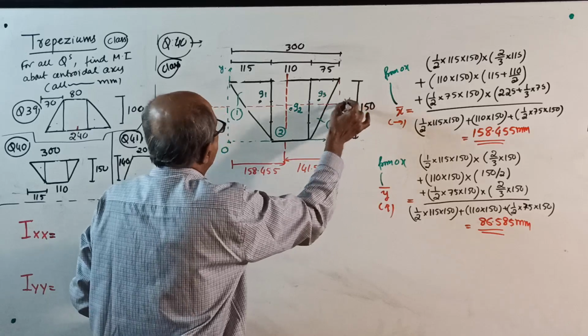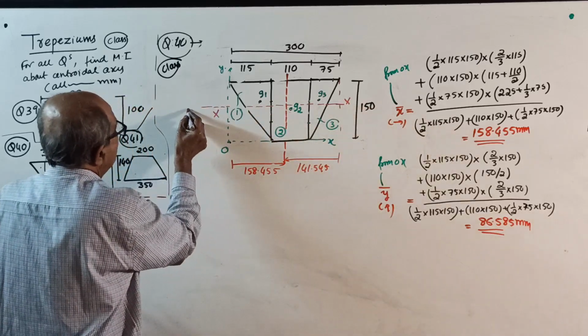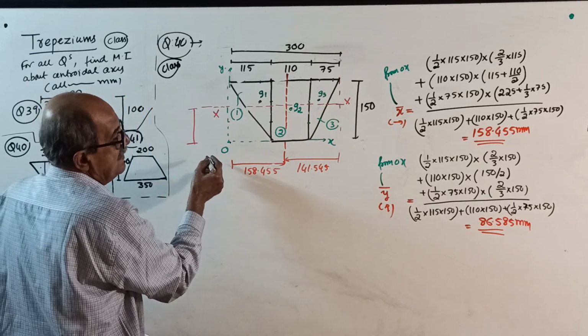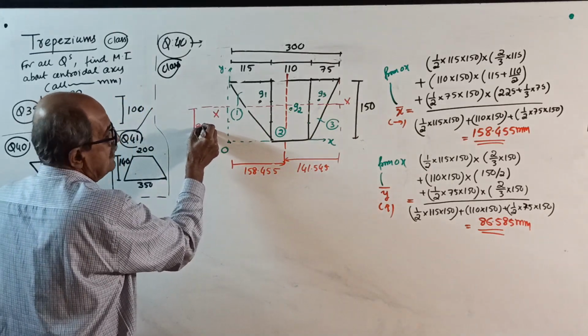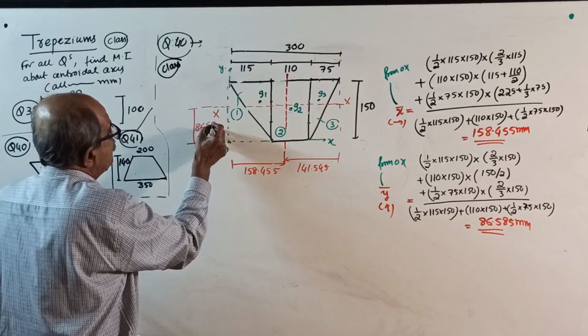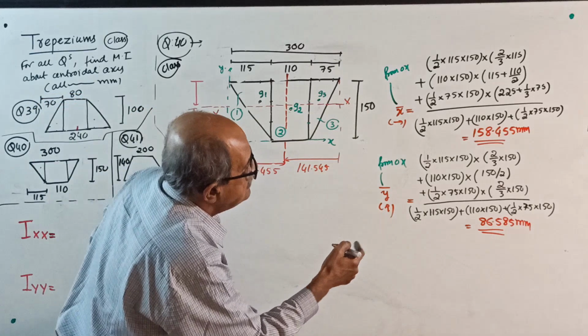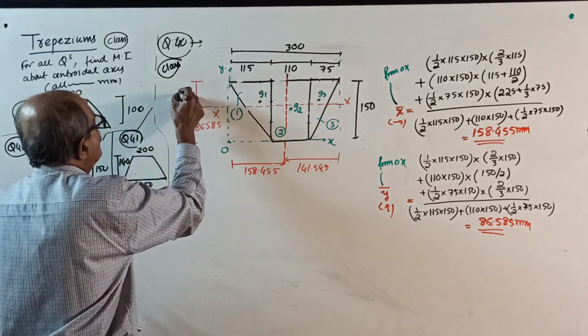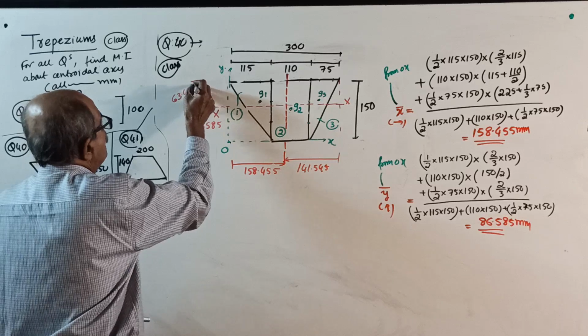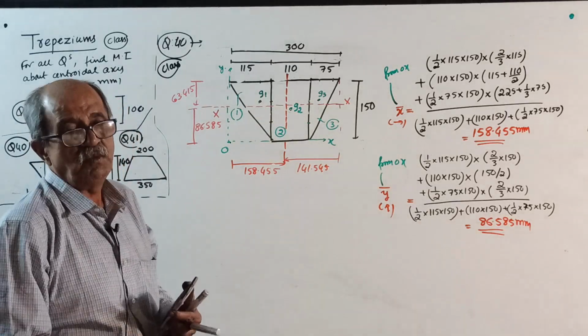Correctly mark the x axis without disturbing there. This is 86.585. From the other side it is 63.415. 63.415.